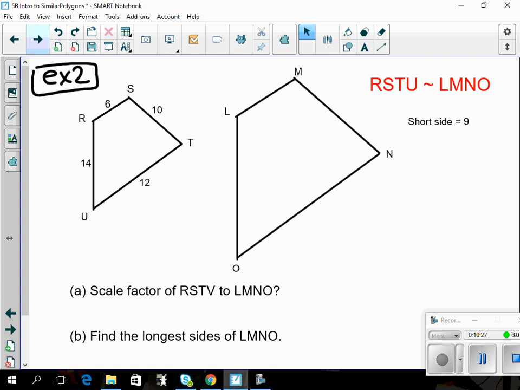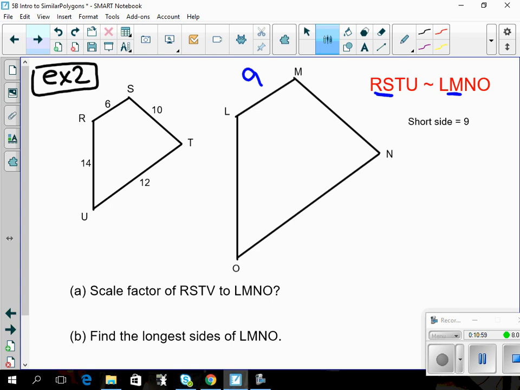And that is RS. What does RS correspond to over here? LM. So it has to be the shortest side. So we're going to label that with the 9. Okay? Always go back to your similarity statement. Again, they might not be oriented the same way. It might be a little bit difficult to tell which one is the shortest side, but you can by just using your similarity statement. This guy tells us a lot of information.